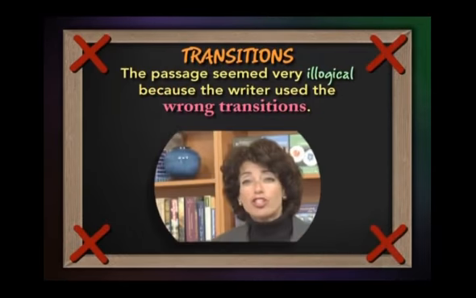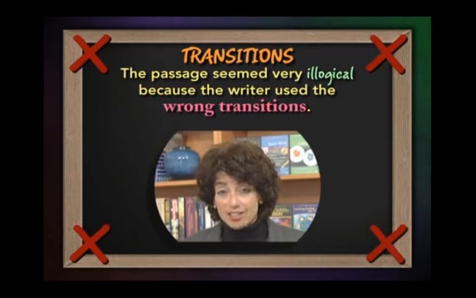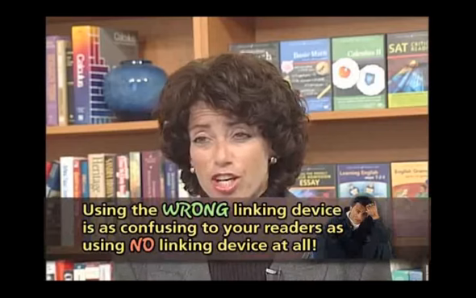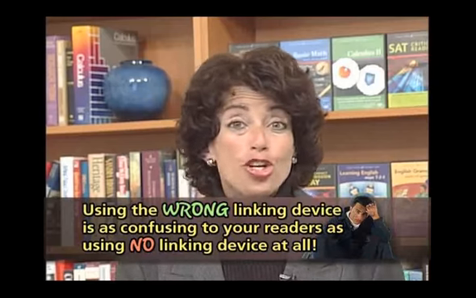The passage seemed very illogical to me because the writer uses the wrong transitions. Remember what we just said about linking related ideas. All transitions are not the same, as you learned. Each transition shows a different type of relationship. You've got to pick the transitions that show the relationship that you need. And since this writer did not, the passage doesn't make any sense. It leaves you wondering, what is this writer talking about? How do these ideas fit together? As you can see, using the wrong linking device is just as confusing to your readers as using no linking device at all.